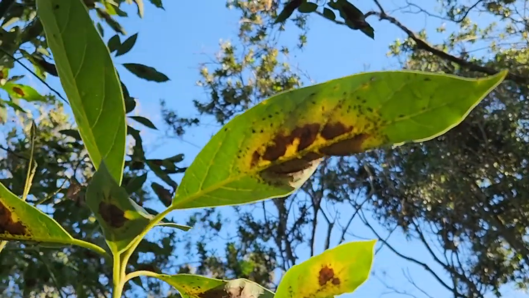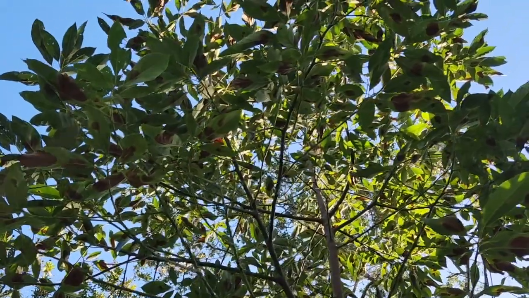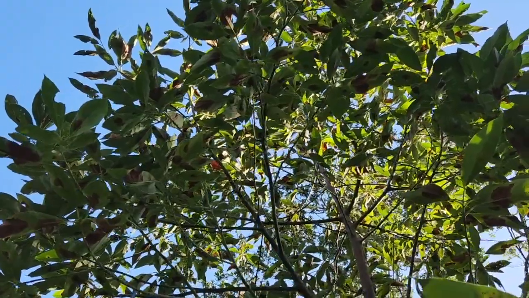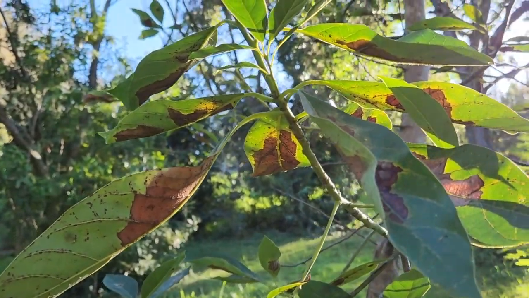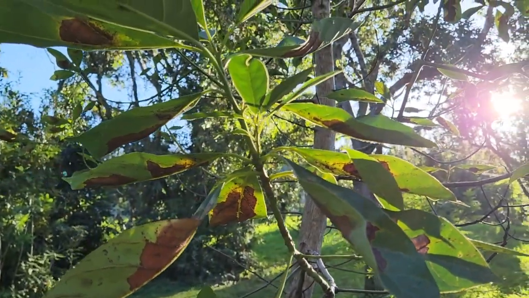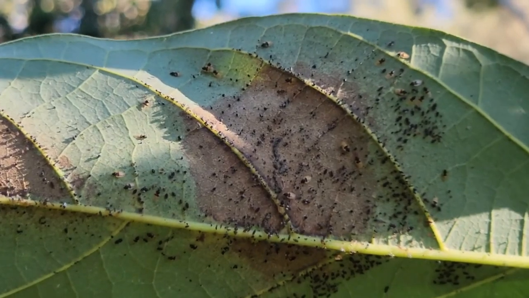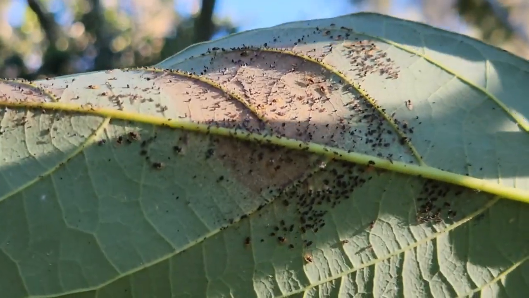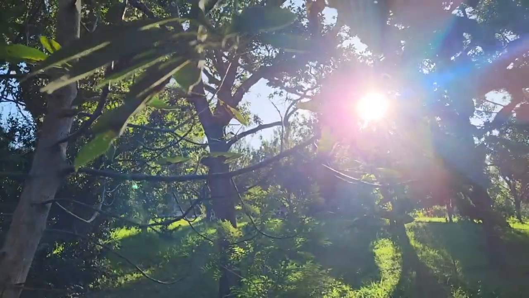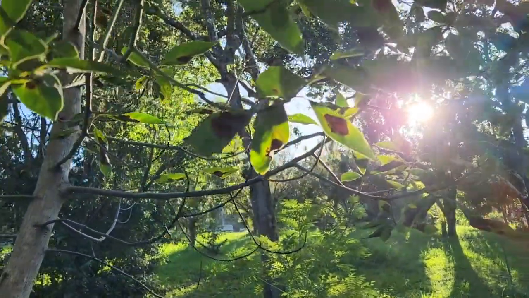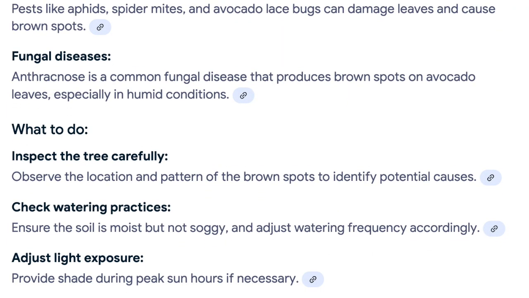Okay, a lack of essential nutrients, and the most common ones are nitrogen, potassium, and magnesium, can manifest as brown spots on leaves. Now, in a bit of a chicken and the egg situation, when you have nutrient deficiencies or you have a stressed tree, that can bring pests like aphids, spider mites, and in the case of avocado, they're called avocado lace bugs that can damage leaves and cause brown spots. But it's sort of an issue of, did the stress in the first place cause this, or are they the culprit themselves? And as you can see, I've got a lot of mites on these leaves as well. And then finally, there's fungal diseases like anthracnose, which is a common fungal disease that produces brown spots, especially when it's humid. So I could be dealing with a bit of that as well.